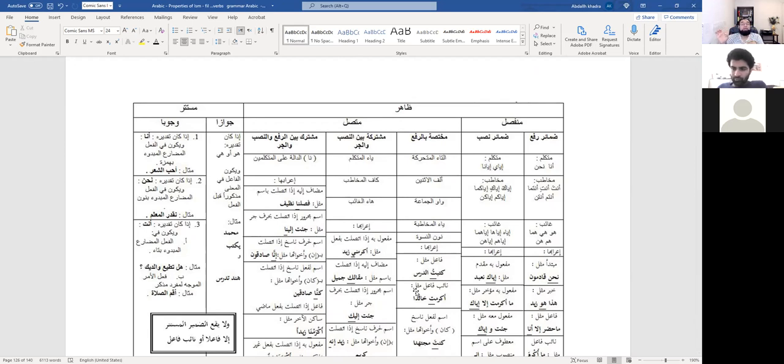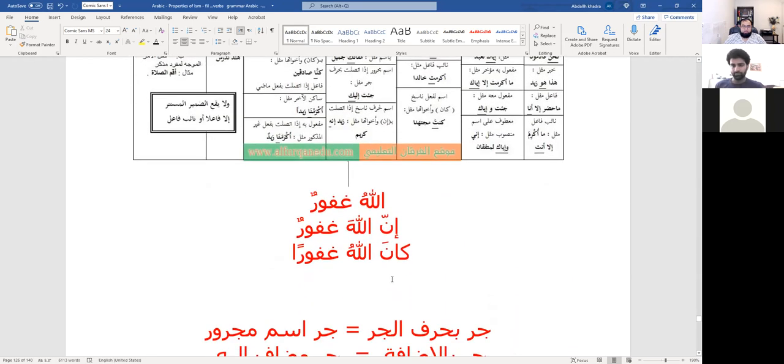أكرمني، يكرمني، أكرمه، يكرمه. These pronouns, as you've noticed, connect to the فعل ماضي and مضارع and أمر, and they're always in the position of نصب مفعول به, right? أكرمني. And also there will sometimes be some modifications, for example, دعاه.